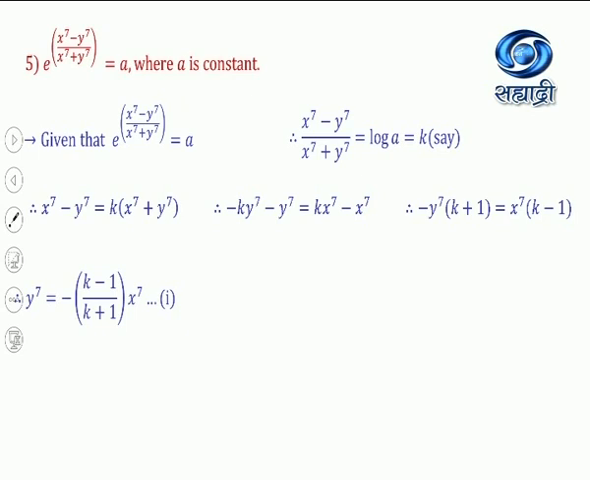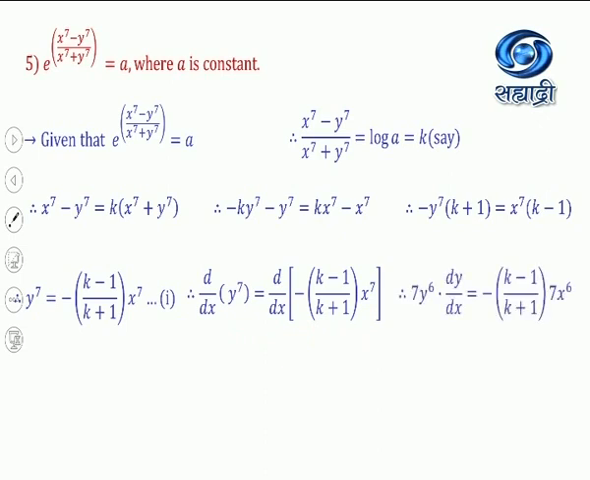Now our next step is Y raised to 7 is equal to, take this minus K plus 1, minus into bracket K plus 1 on right hand side. And then we get Y raised to 7 equal to minus in bracket K minus 1 upon K plus 1 into X raised to 7, we denote it by equation 1. By taking derivatives of both sides with respect to X, we get d by dx of Y raised to 7 is equal to d by dx of right hand side, that is this.